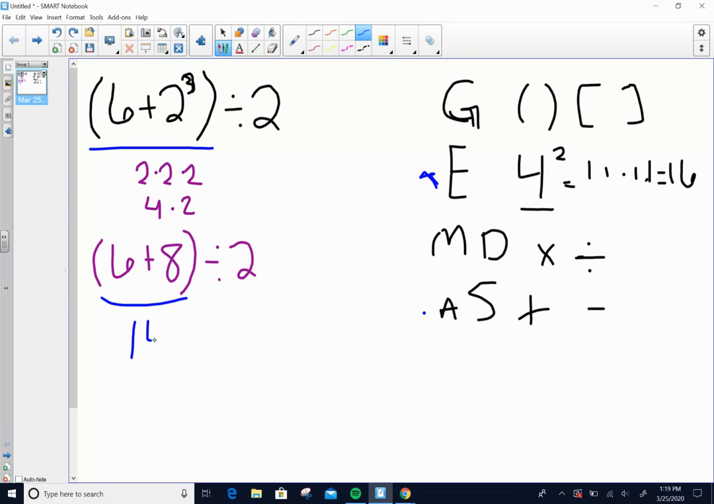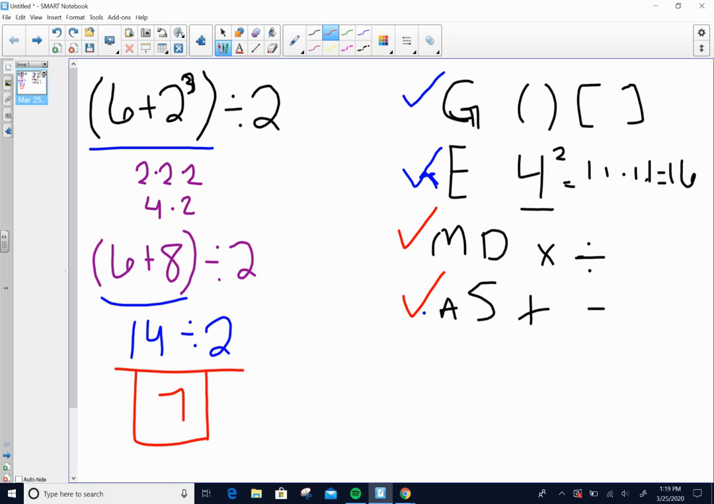So we have 14. There's nothing left in my grouping symbols, so I can go ahead and divide that by 2. So I did my grouping. There's no other exponents left. We did do that exponent that was inside the grouping symbols. I'm done with that. So now I'm looking for the multiplication and division, and I am dividing here. I do take 14 divided by 2, and that gives me 7. There's no addition and subtraction left to do, so 7 is going to be my final answer there.